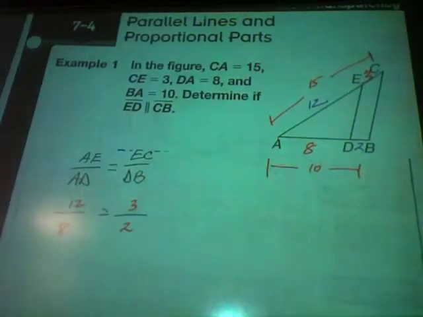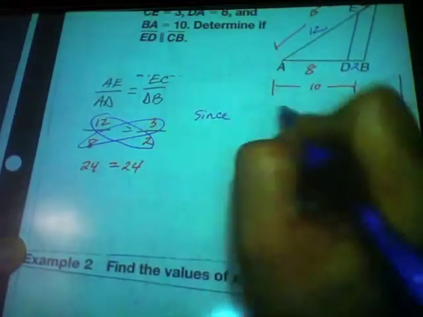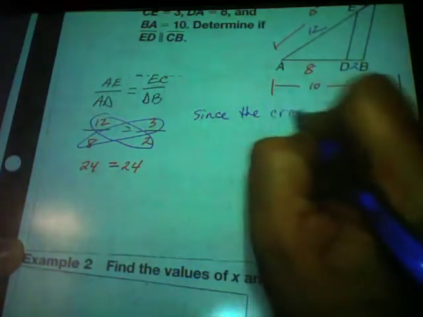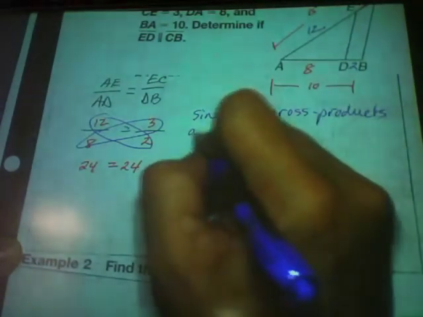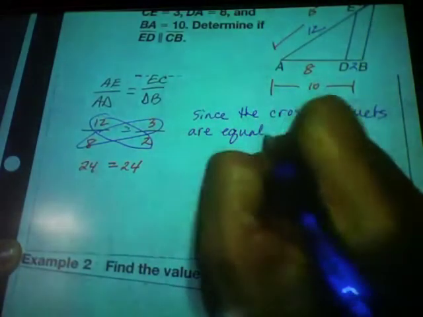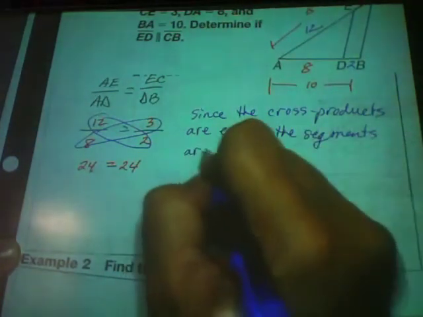So all you have to do is either reduce 12 eighths to 3 halves and have 3 halves equals 3 halves, or you can show their cross products and cross multiply. Either way, it doesn't matter. What's 8 times 3? 24 equals, what's 12 times 2? 24. So, since the cross products are equal, the segments are proportional.